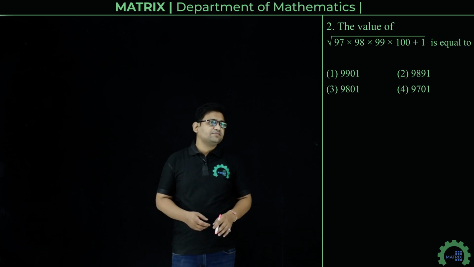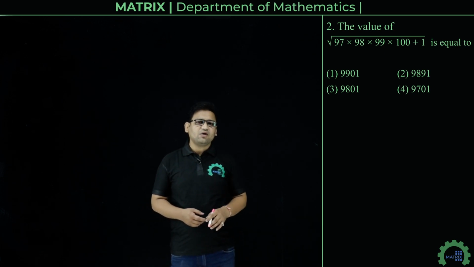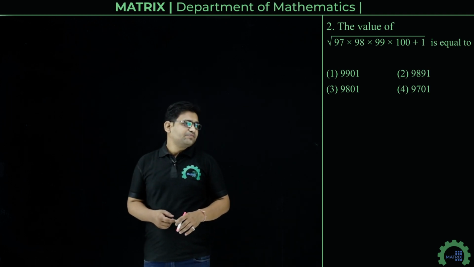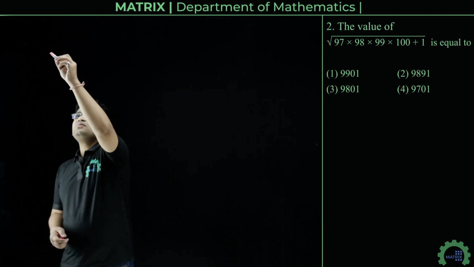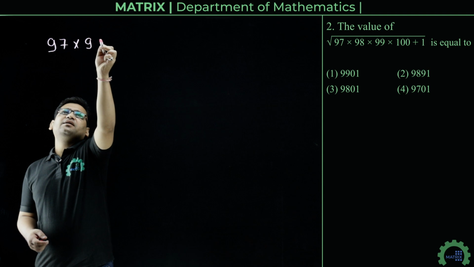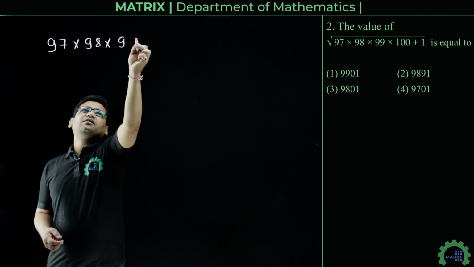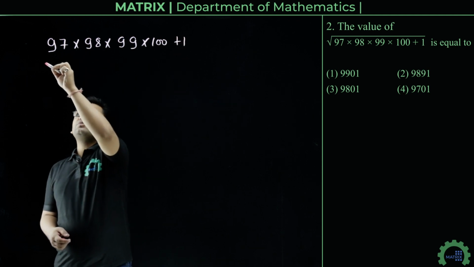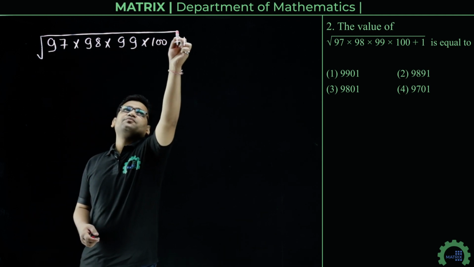Question number second is the value of square root of 97 into 98 into 99 into 100 plus 1. We have to find the value of the given expression. So this is the square root of 97 into 98 into 99 into 100 plus 1. We have to find this value.